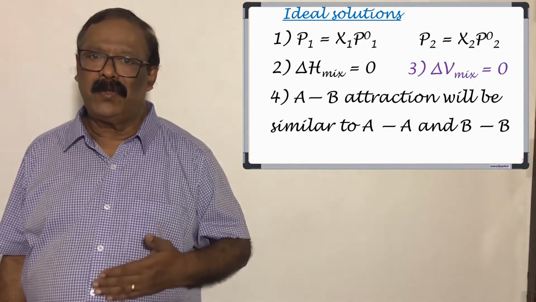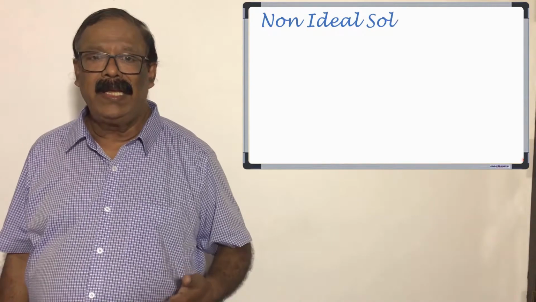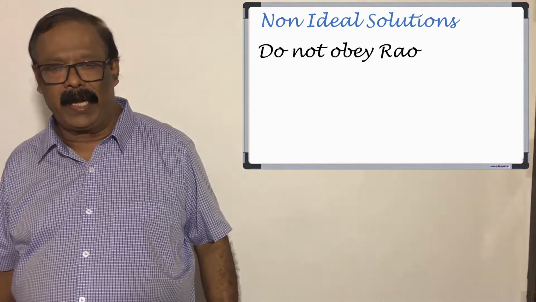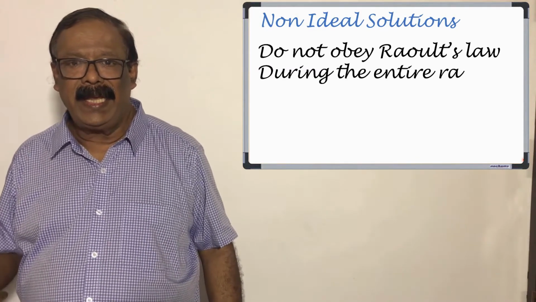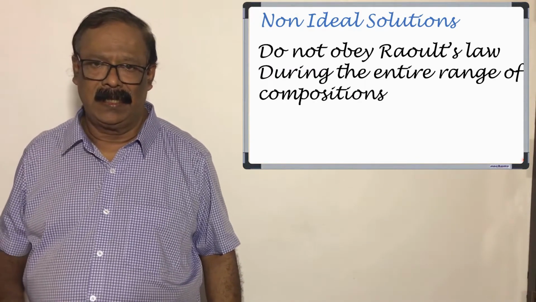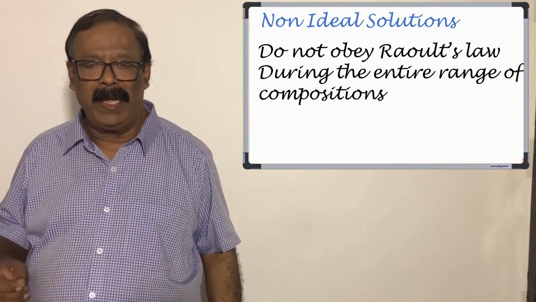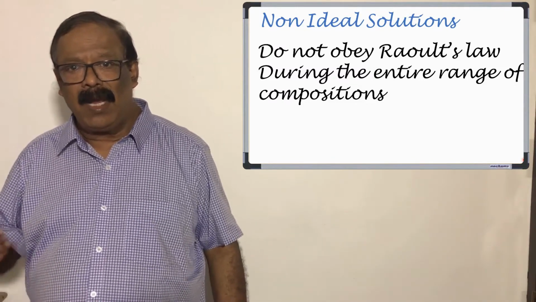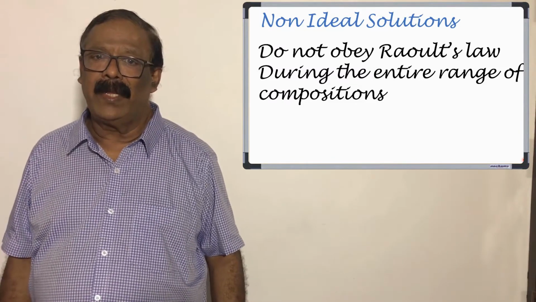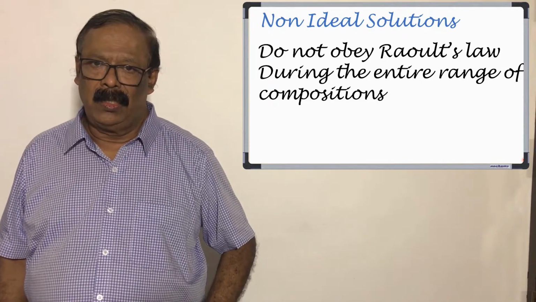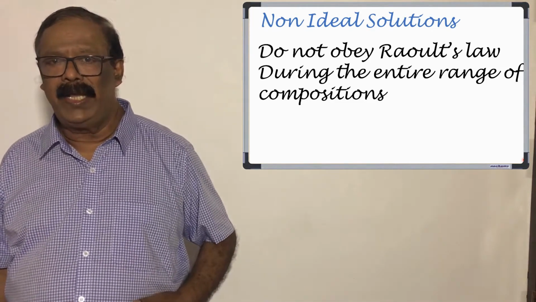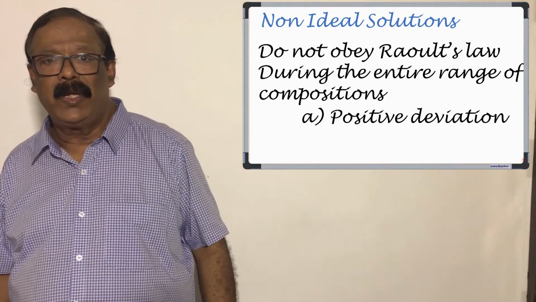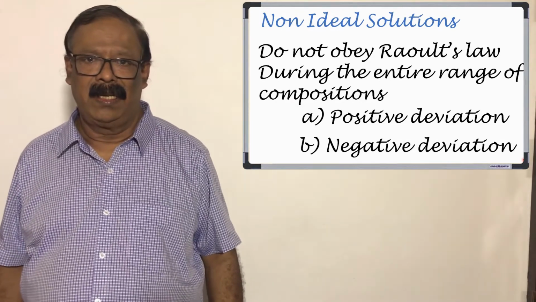The second type of solution is non-ideal solutions. Non-ideal solutions will not obey Raoult's law during the entire range of compositions. When we say they do not obey, the value obtained experimentally may be greater than or less than that calculated from Raoult's law. Hence, there are two types of non-ideal solutions, one showing positive deviation, another showing negative deviation.